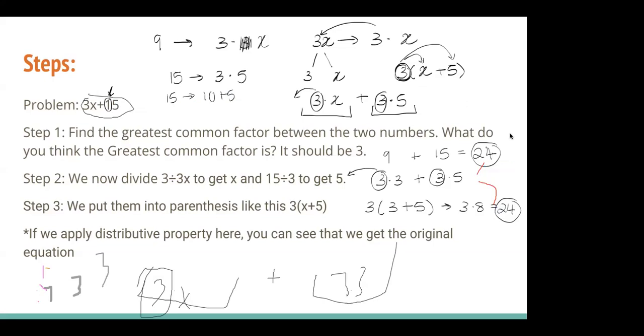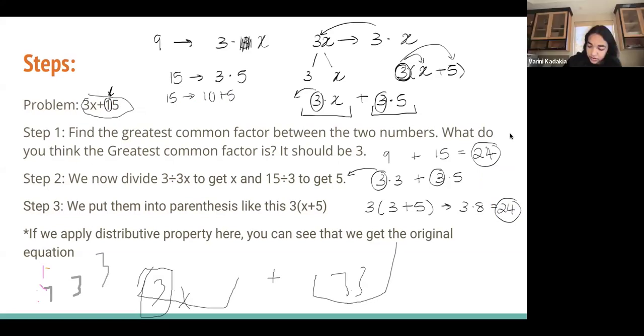Please, the fact that you said 9 plus 15 equals 24, and 3 times 3 plus 5, so 3 into bracket 3 plus 5 to 3 times 8 equals 24. I don't understand. Oh, okay, sorry. This is multiplication, not a dot.